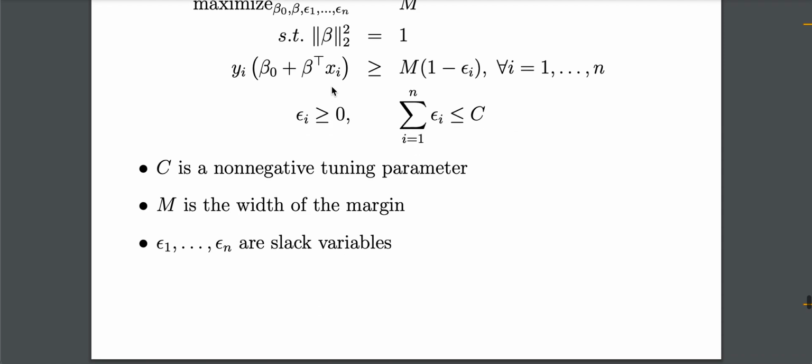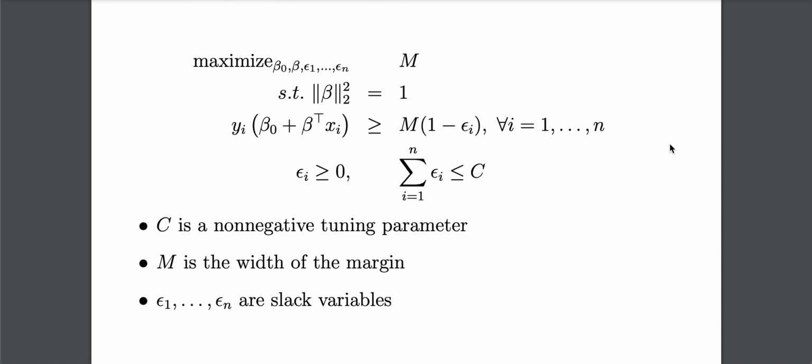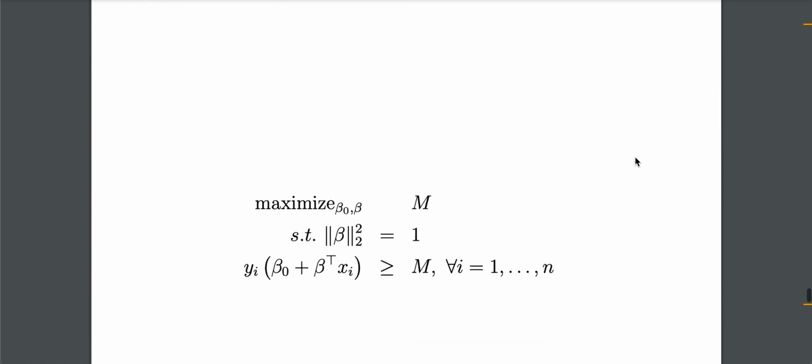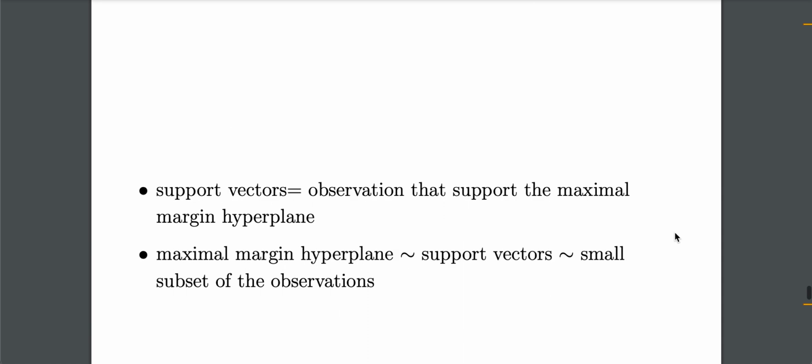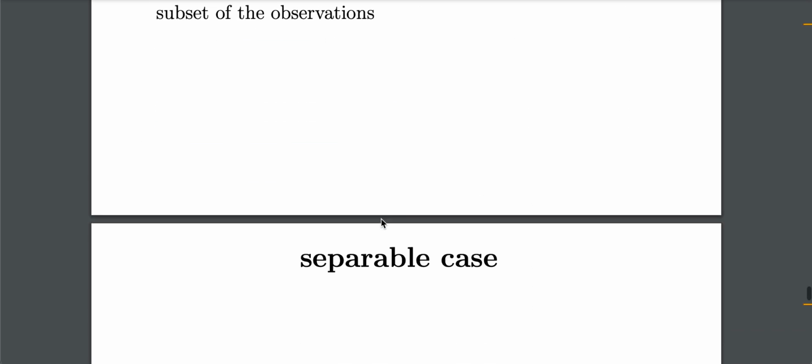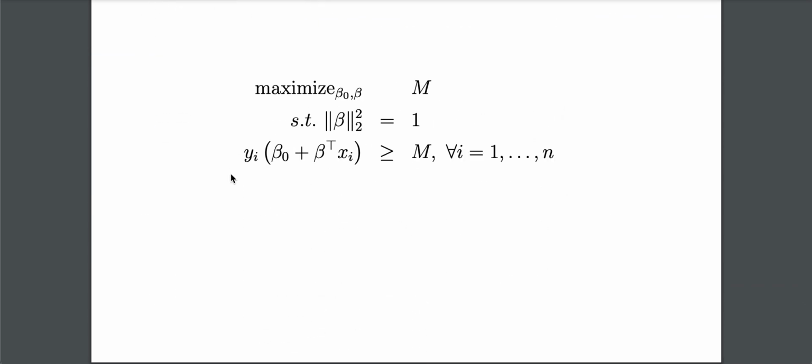Okay, so let's look at the details of a support vector classifier, or a soft margin classifier. See how the optimization problem involved here is different from this one, which was a maximal margin hyperplane. So how do we find the maximal margin hyperplane? By solving this optimization problem.